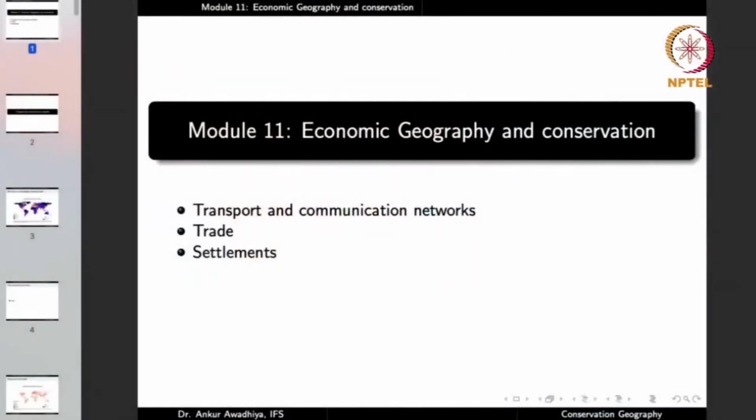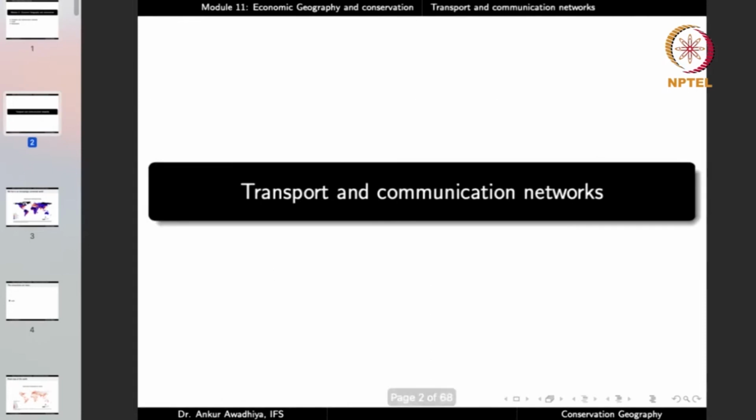Namaste. Today we begin a new module which is Economic Geography and Conservation. This module will have three lectures: Transport and Communication Networks, Trade and Settlements. So let us begin with Transport and Communication Networks.